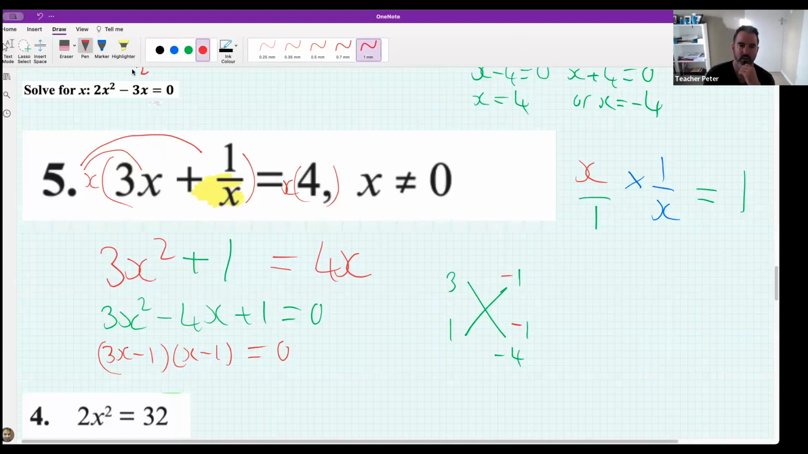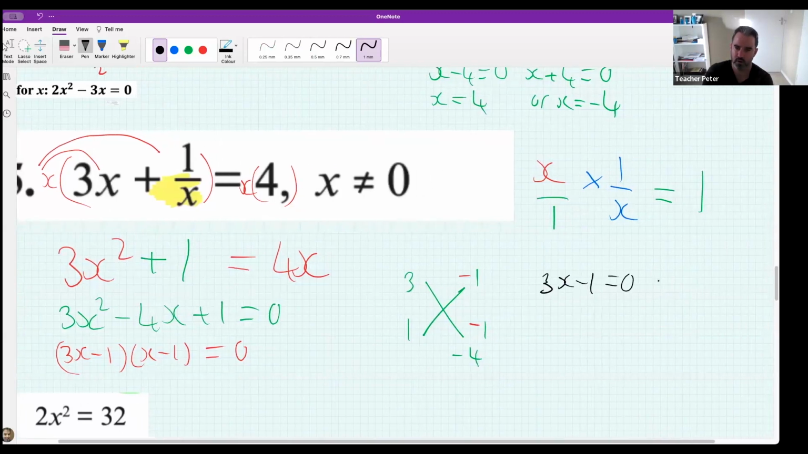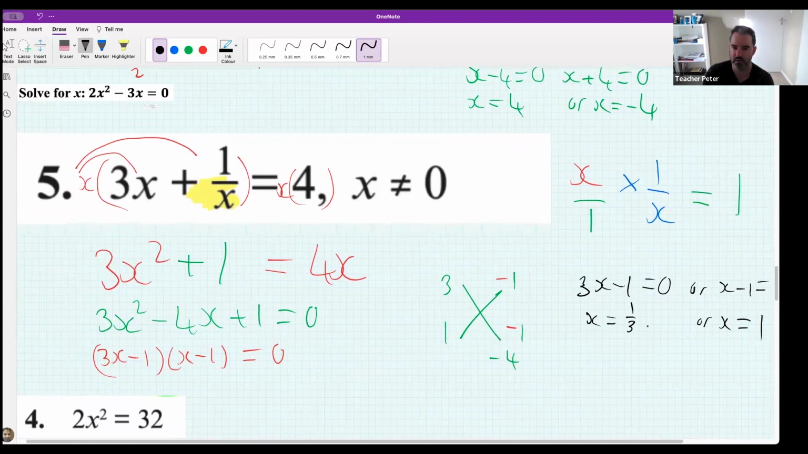Okay. So if I split this, I'm going to do the split over here because it's just easier. We'll get x is a third or x is 1. Now, notice there is no x equals 0. If there was an x equals 0, we'd have to reject it. But both our answers are valid. x equals a third and x equals 1. All right. Give me a thumbs up if you followed that. That was a bit harder.